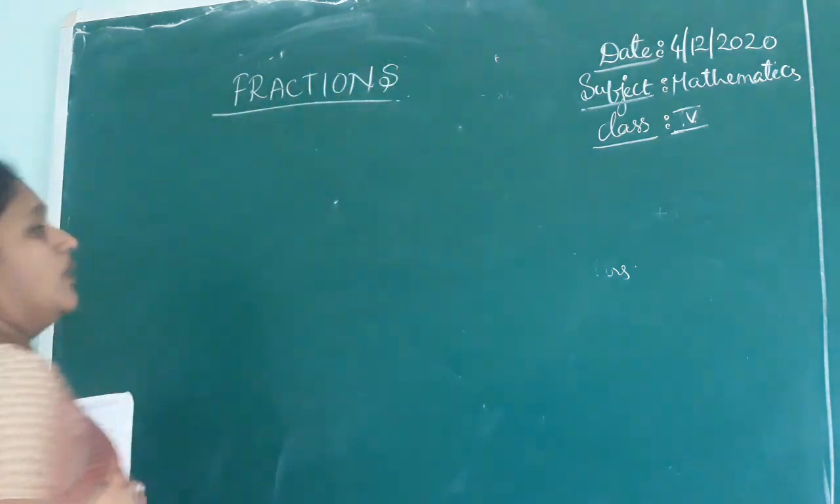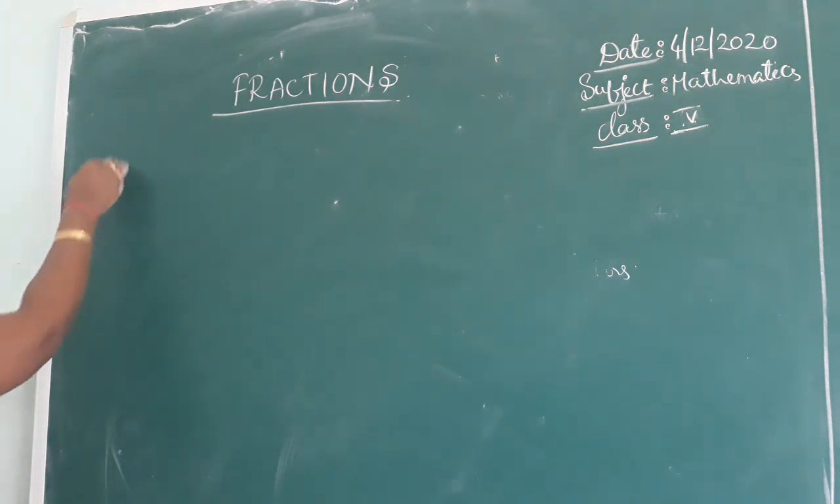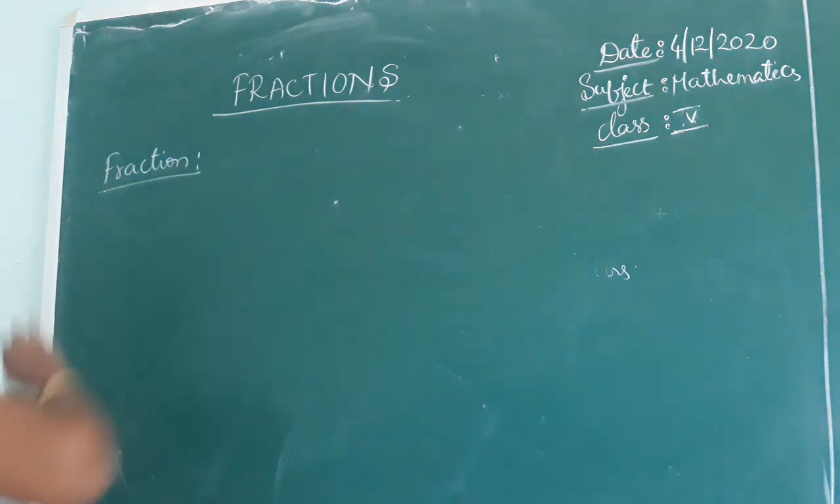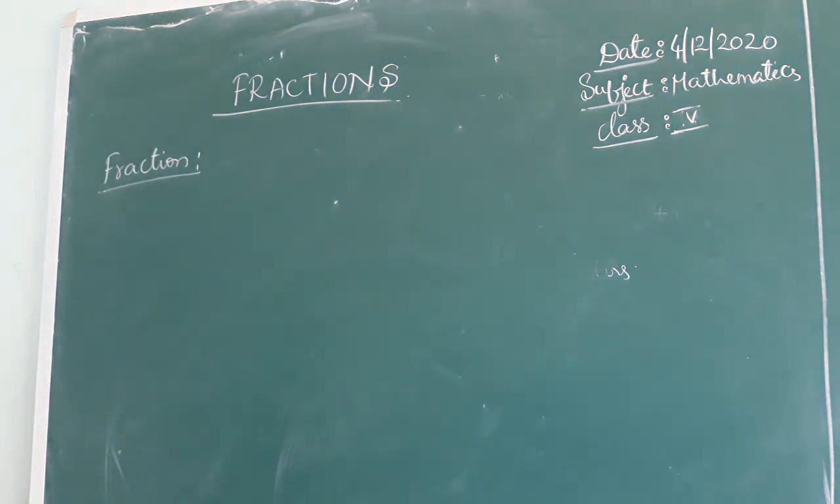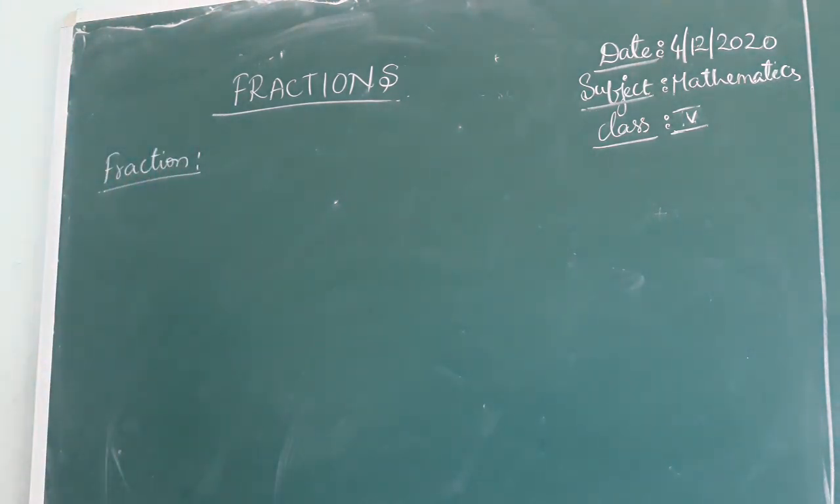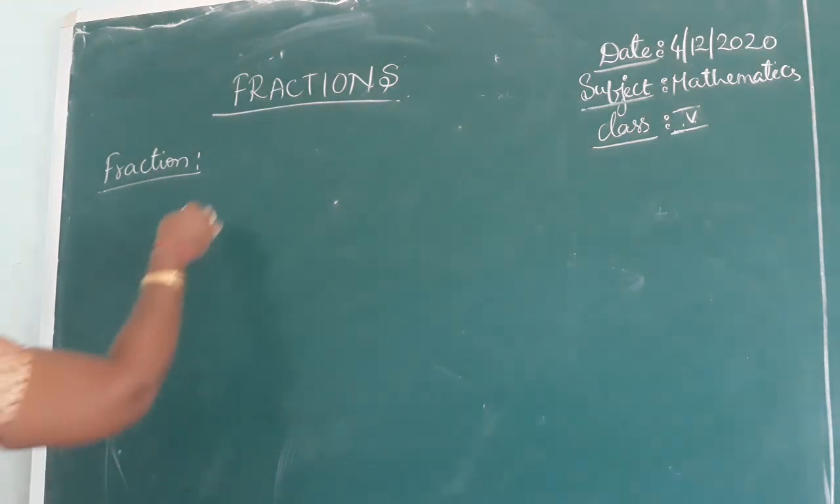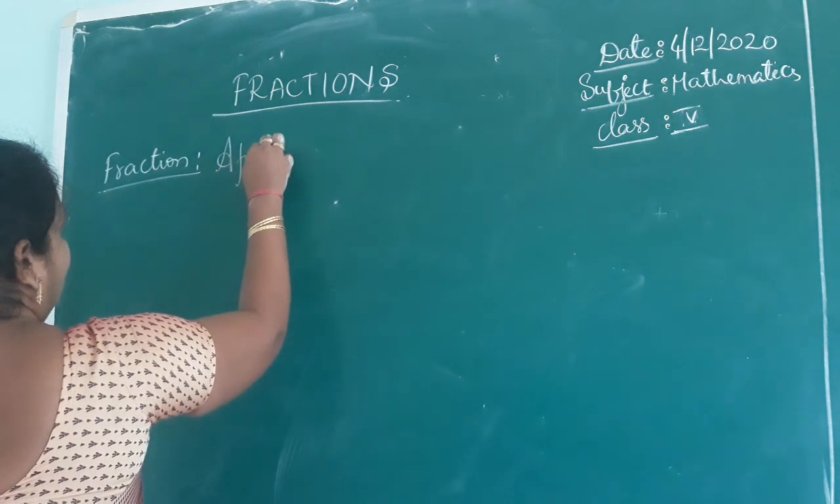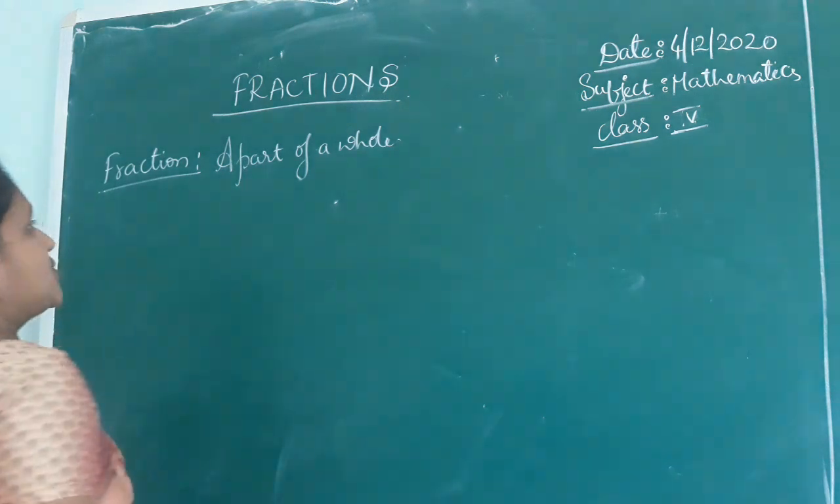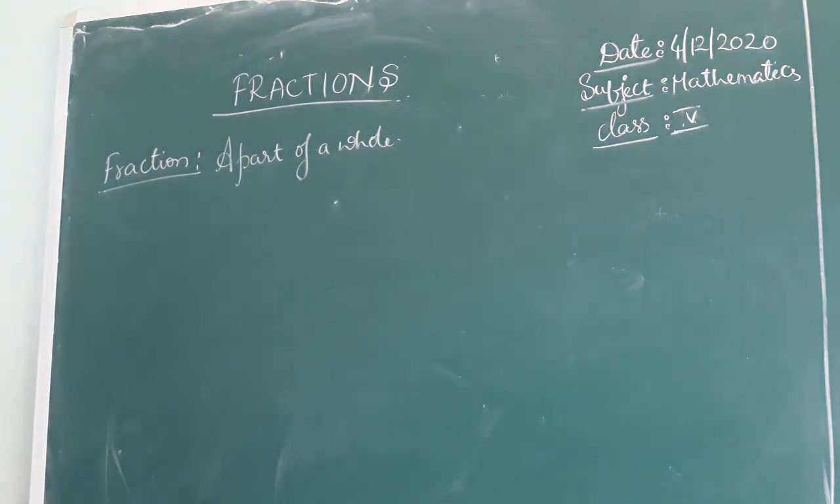Okay children, first you should know what is a fraction. What is meant by a fraction? When we divide a whole into different equal parts, each part is called a fraction. Or simply call it a part of a whole. A part of a whole is considered as a fraction.